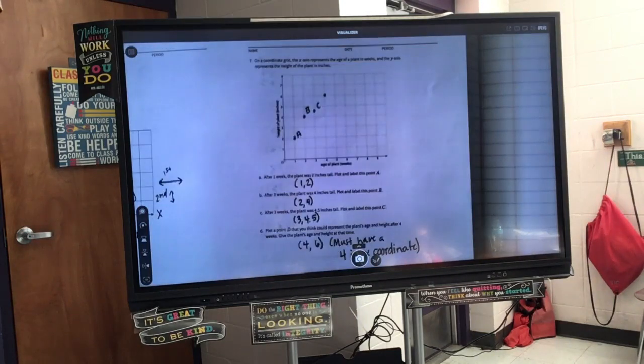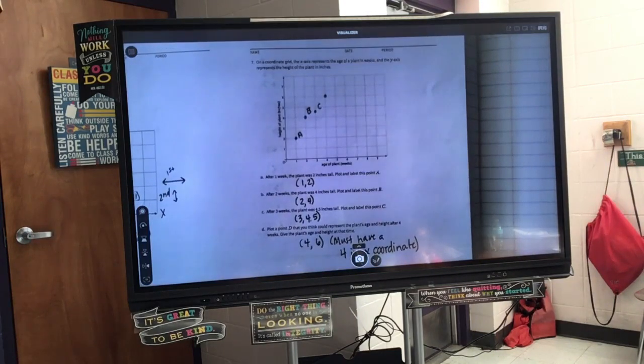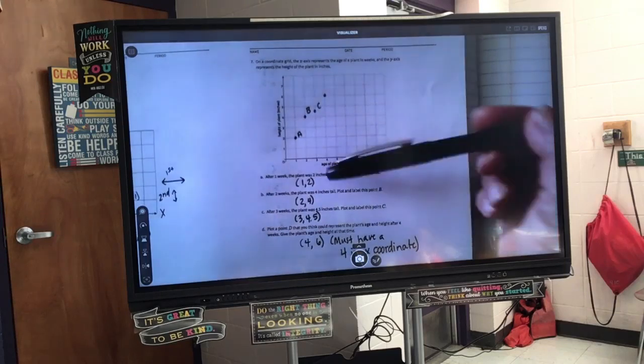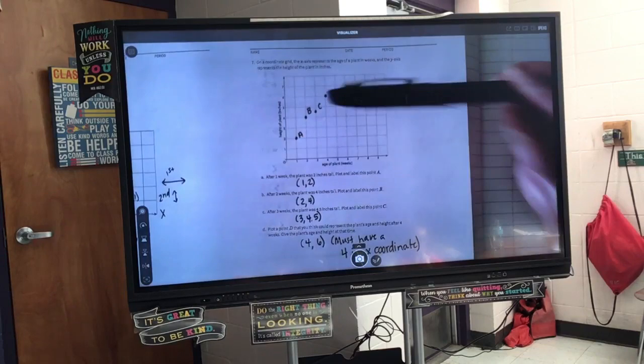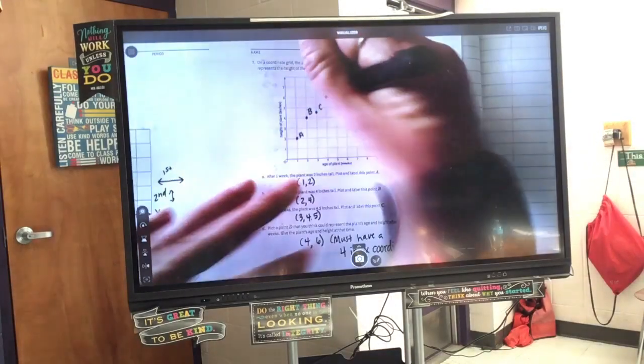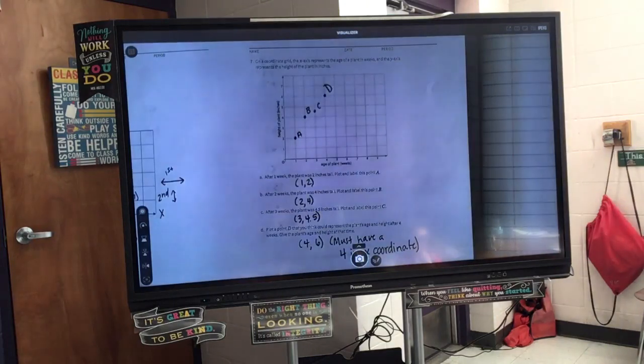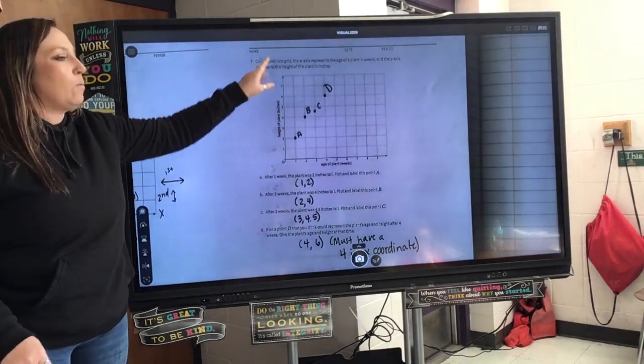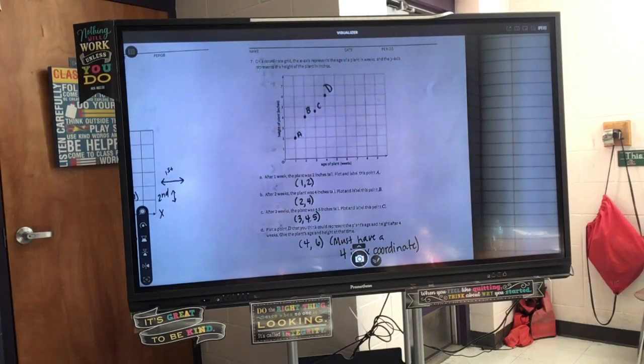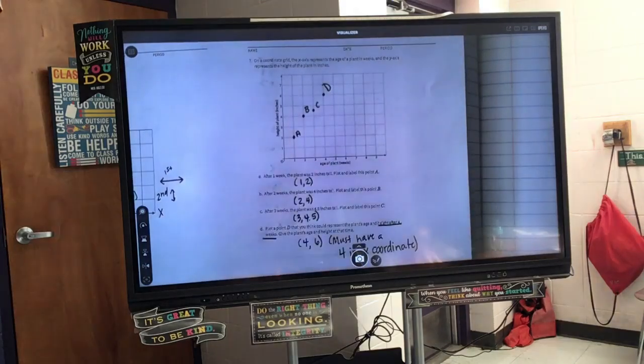C says after 3 weeks, the plant was 4.5 inches tall. Plot and label point C. So you go over 3, up 4.5. Oh, that should be B. Now, for D, it doesn't matter where you put it on your y-axis, but it does matter where you put it on your x-axis. Why does it matter? Jonathan? Because in this sentence it says after 4 weeks. So no matter what, your x has to be 4, but your y can be any number on the y-axis, but your x must be a 4.